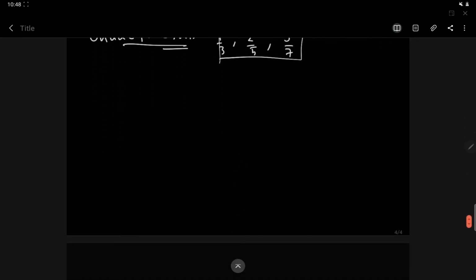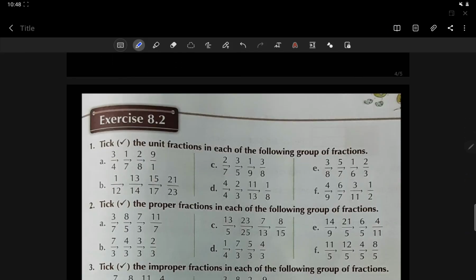Now I'm going to exercise 8.2. Question number 1, tick the unit fraction in each of the following groups of fractions. For A, 1 by 7 is the unit fraction. For B, 1 by 12 is the unit fraction. For C, 1 by 9 is the unit fraction. Question D, 1 by 8. E, 1 by 6, it is 1 by 2. So the encircled portions are unit fractions.